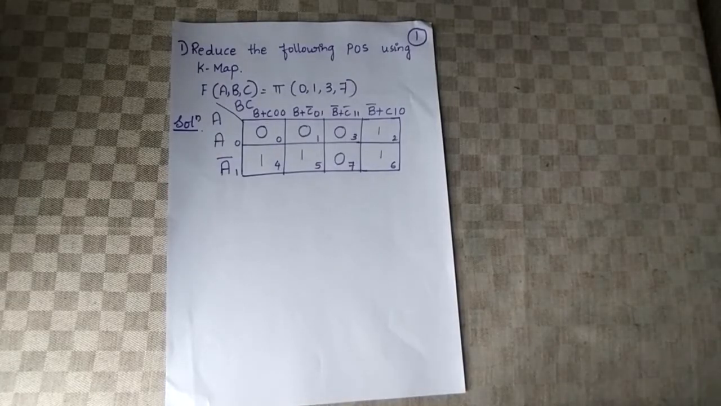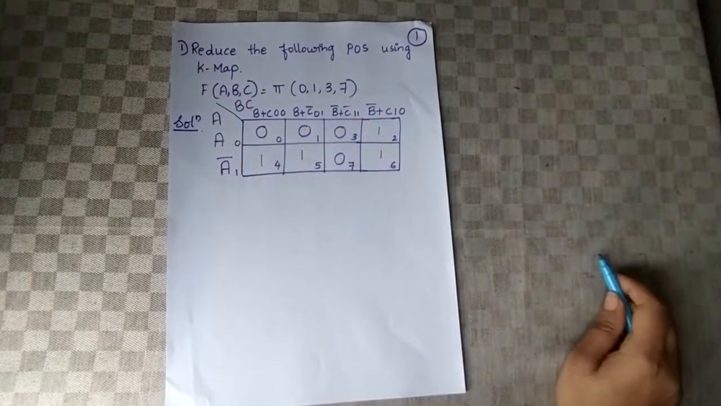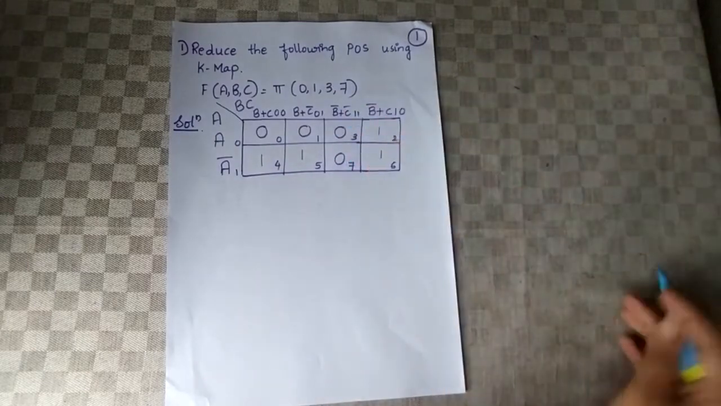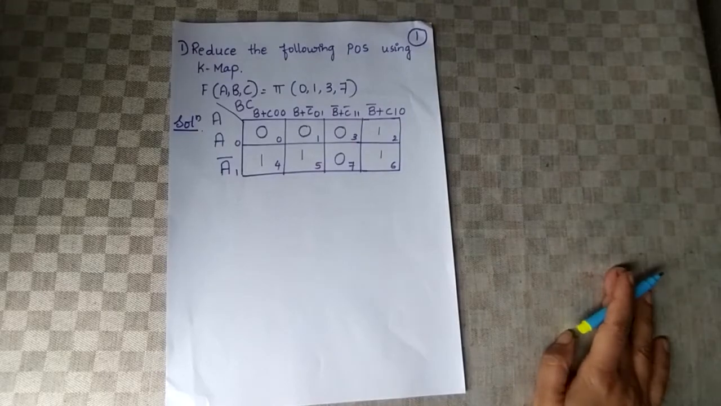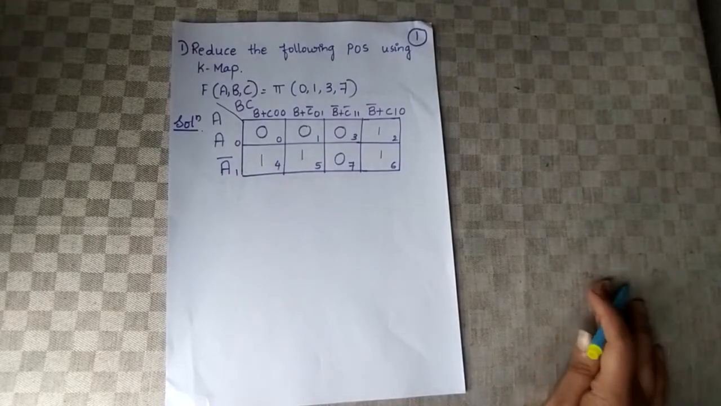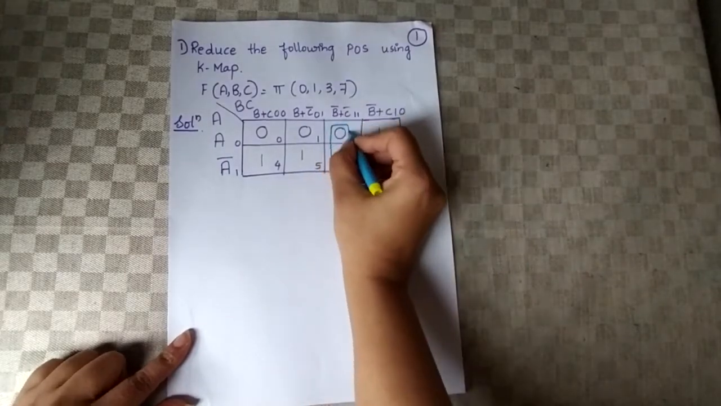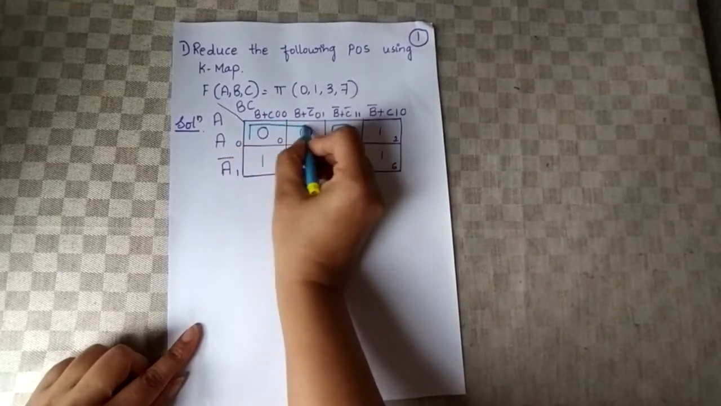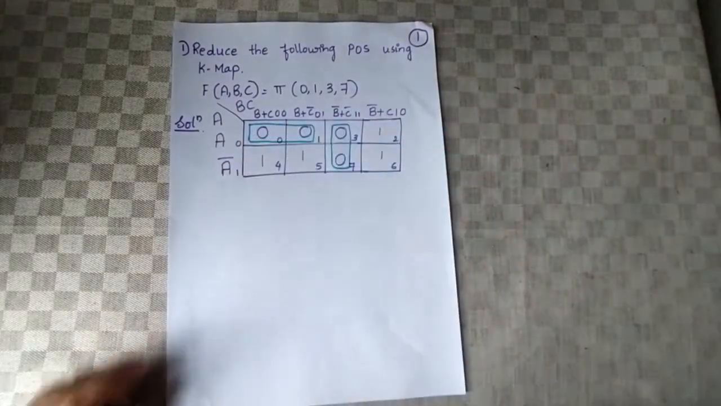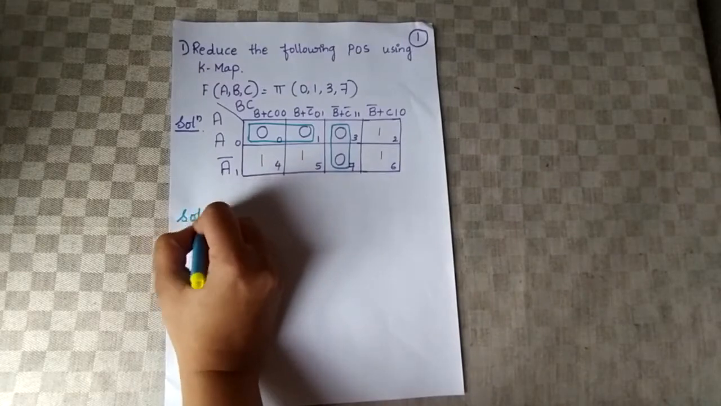We have 4 zeros, but there is no possibility of quad again, because if we group this also, they are not 4 together. If I group like this, they are not 4 together. Okay. So next, now we have to go for pair. So pairing is possible. Yes, I can have this as one pair and this is another pair. Okay. Now let's write the solution.